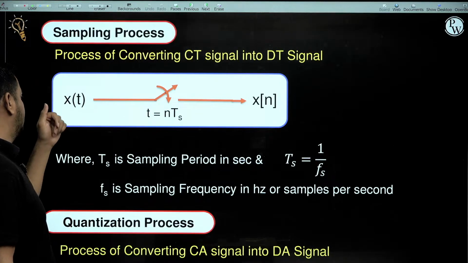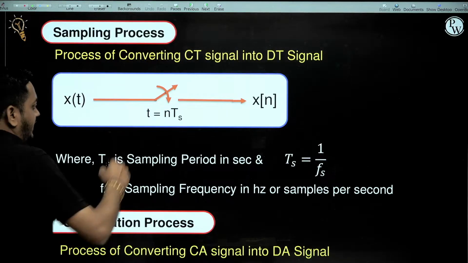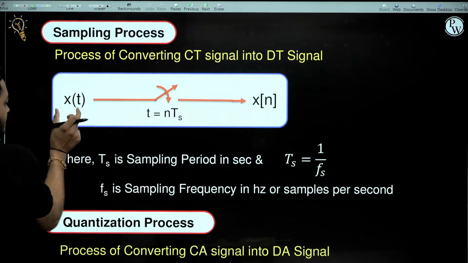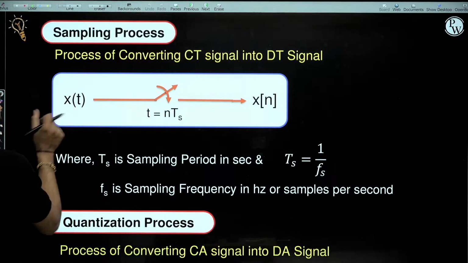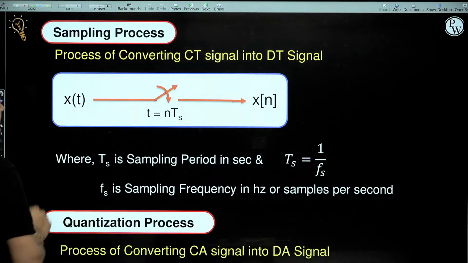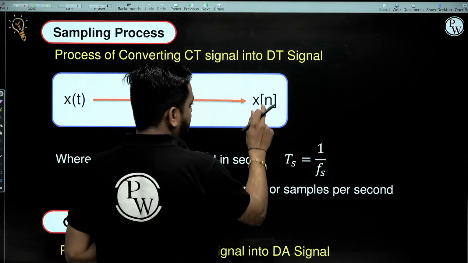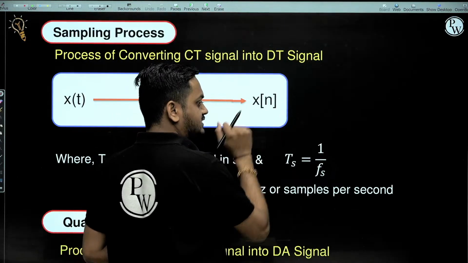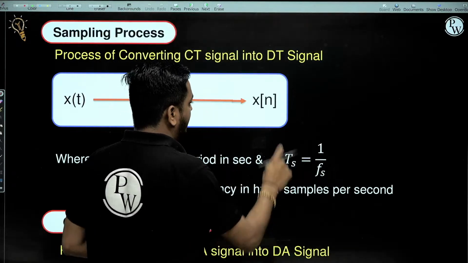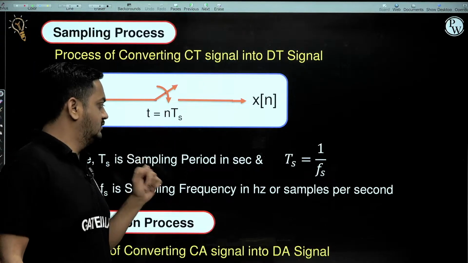If you replace t in the continuous time signal with n into Ts, then it will convert into discrete time signal x[n]. This is the general notation to represent a continuous time signal: round bracket and t, this t is an independent variable time, and in discrete time, square bracket and n, where n is integer value only, 0, 1, 2, 3, minus 1, minus 2, minus 3, and so on. Here Ts, what is Ts?